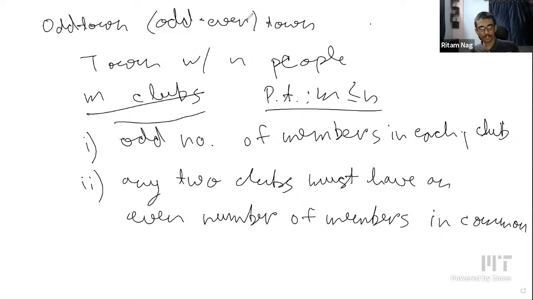But there's no restriction on the number of clubs a person can be in. A person can be in 0 clubs, a person can be in all clubs. Everything is fine. These are the only two restrictions that we have. Each club must have an odd number of members, and every pair of clubs must have an even number of members in common. I'll give you 2 minutes to think, and I'll discuss the solution after that.